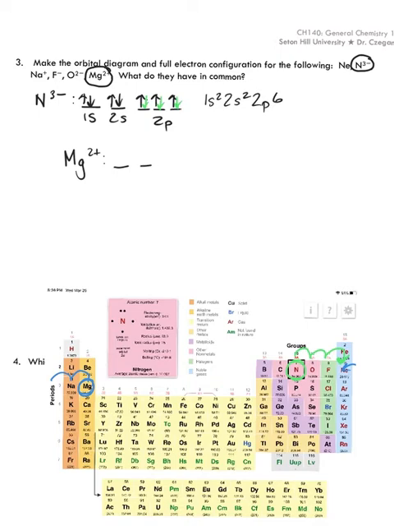So if we come up here and start with magnesium's electron configuration, it fills through the 3s2, and then it loses 2 electrons. So we're going to lose the 2 3s electrons. Now its electron configuration is going to be 1s2, 2s2, 2p6.